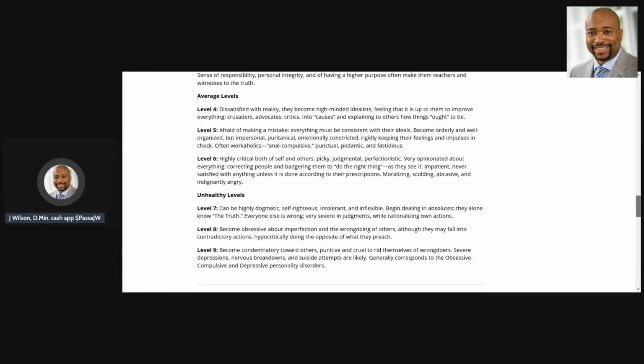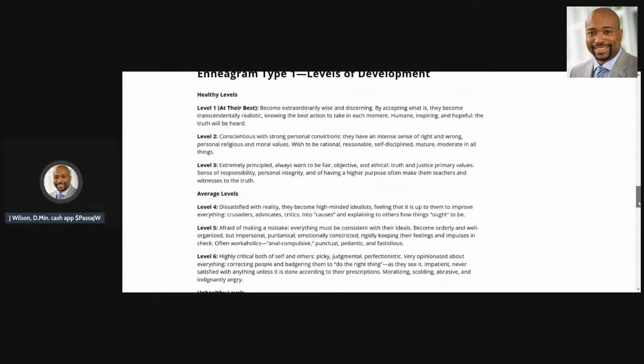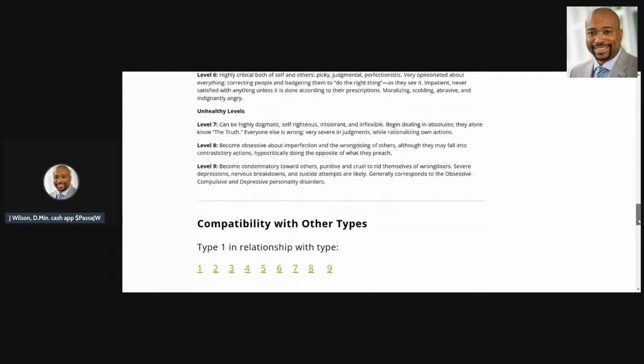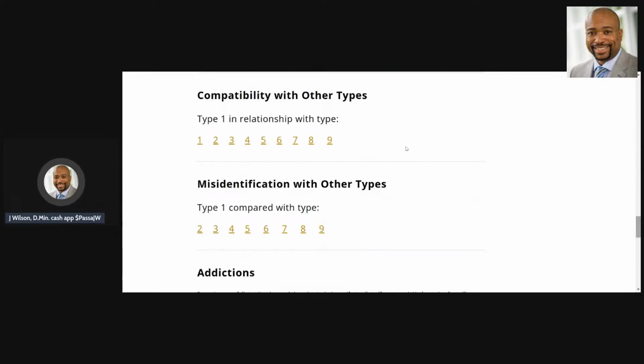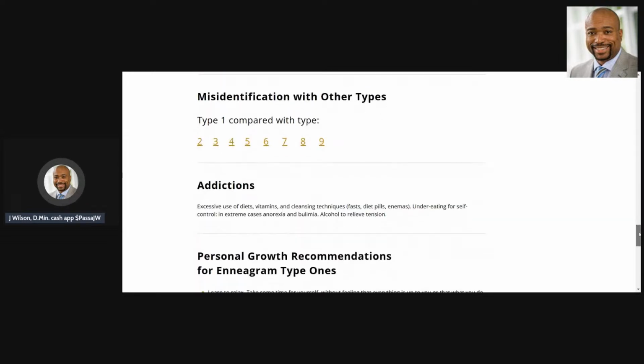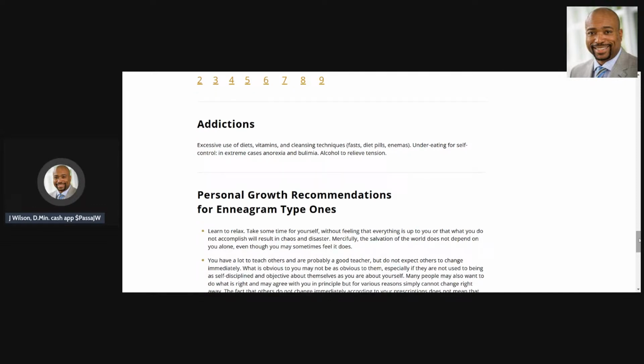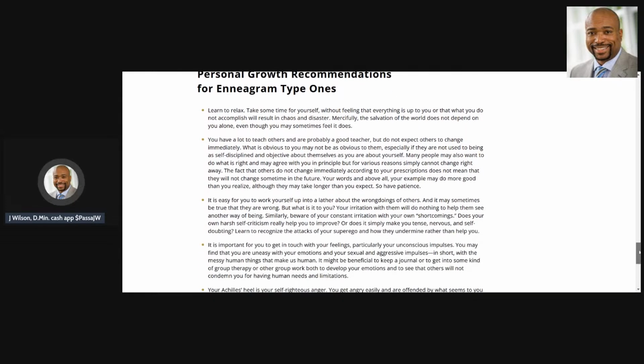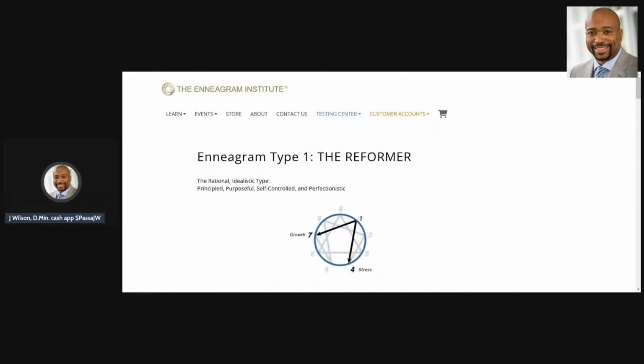So the thing that I like about the Enneagram, it tells you where you are at your best, average, and at your lowest. And it also will tell you how you work with others, the other types. So I think that this is very, very realistic. Excessive addictions, excessive use of diets, vitamins, and cleansing techniques, fast pills, enemas, under eating for self-control, in extreme cases, anorexia and bulimia, alcohol to relieve tension. And it also gives you some personal growth for them. All right, so that is the reformer. Which one are you? Let's go to the next one.